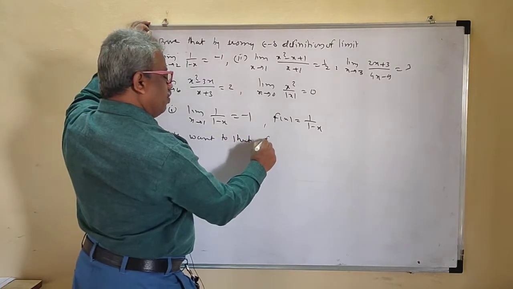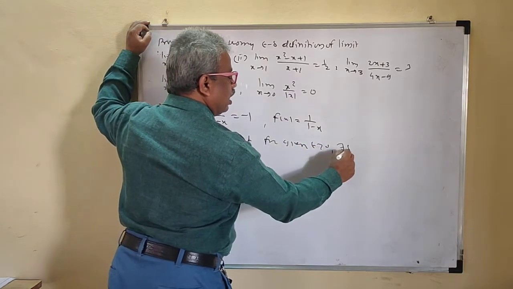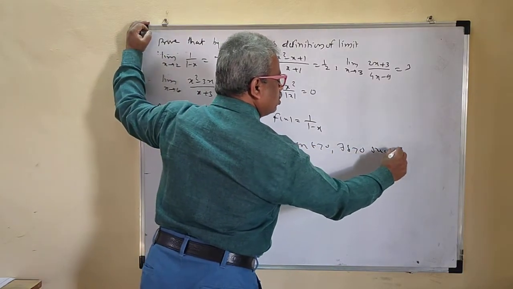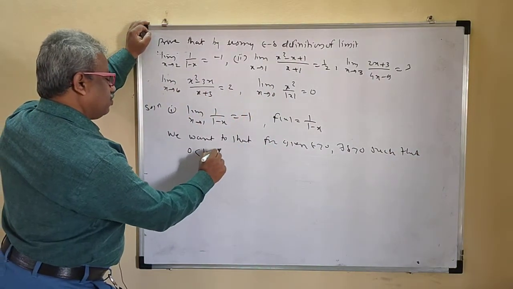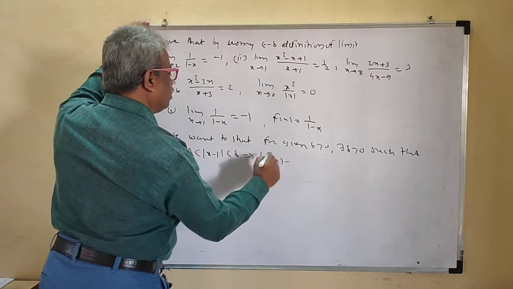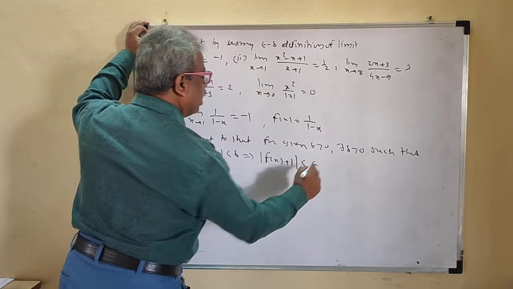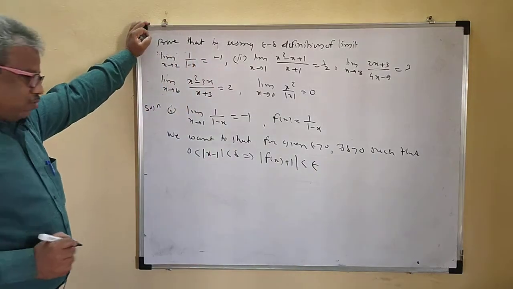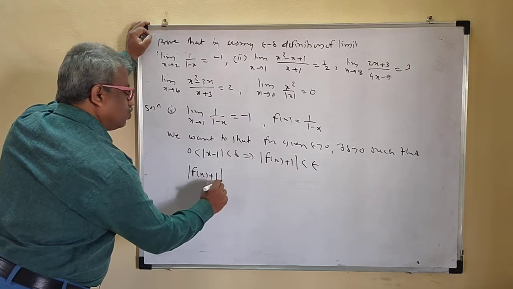for given epsilon greater than 0, there exists delta greater than 0 such that 0 less than mod of x minus 1 is less than delta implies that mod of f of x minus minus 1, that is plus 1, is less than epsilon. So we start from f of x plus 1 now.